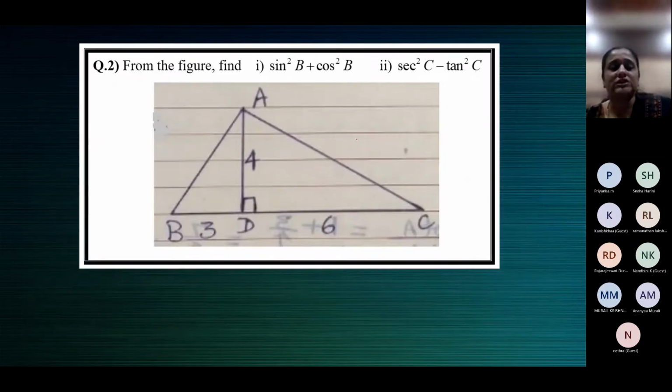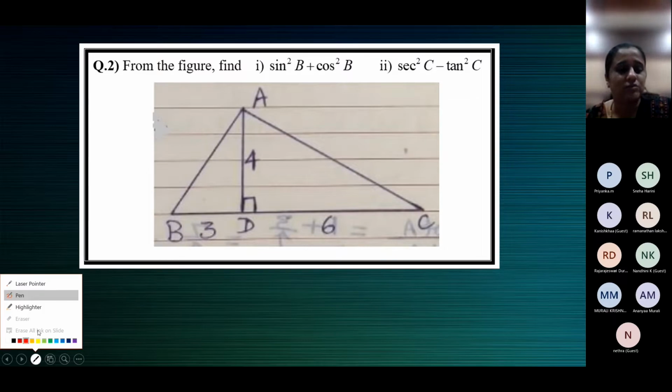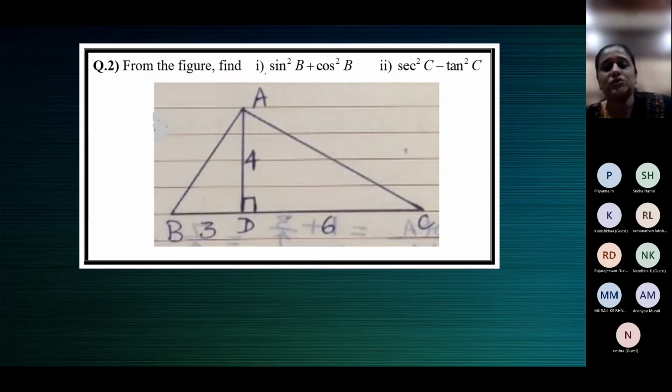Now, what do you think should be the answer for this, children? What should be the answer when you work? You need to find sine square b plus cos square b. What do you think the answer should be?